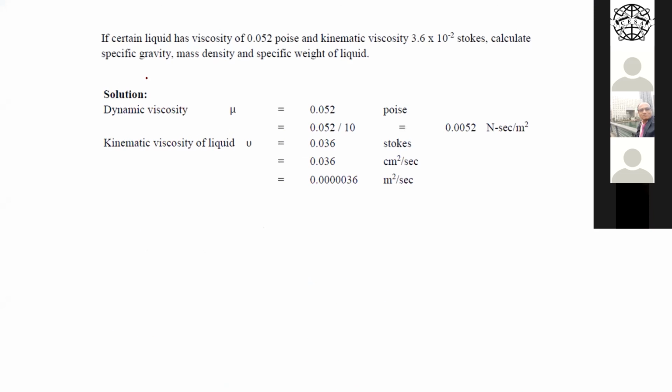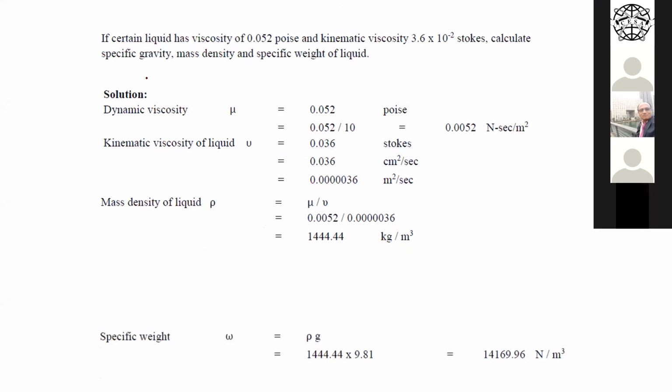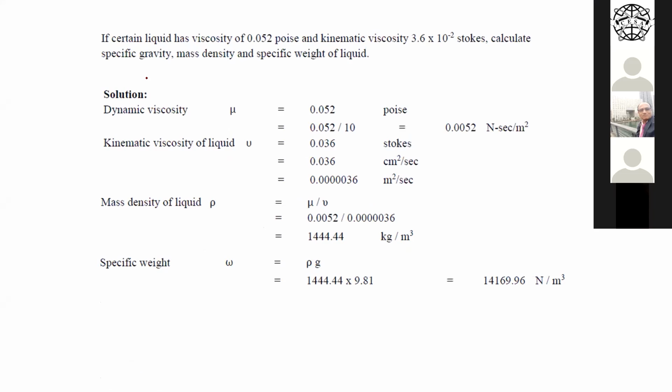So one of you gave the answer. We convert dynamic viscosity to Newton second per meter square, kinematic viscosity to meter square per second, and then find out mass density. Knowing mass density, you can calculate specific weight and divide by 9810. I will not do that because I know mass density. Mass density divided by 1000 will give you the answer, which is 1.4. One of you told this answer.